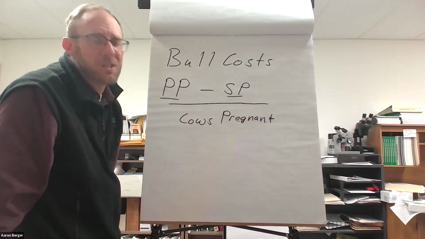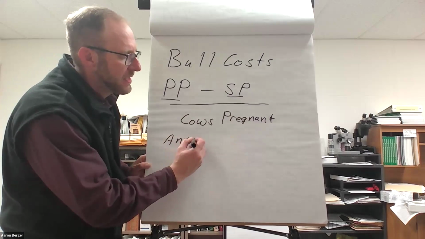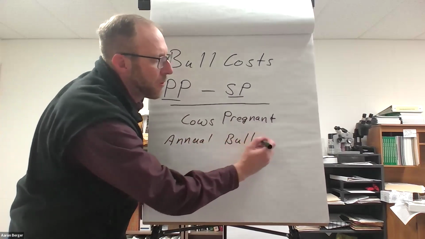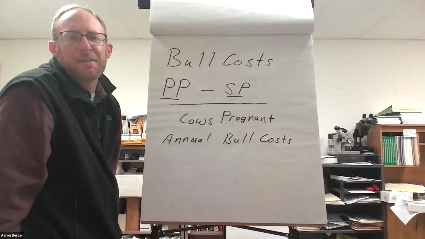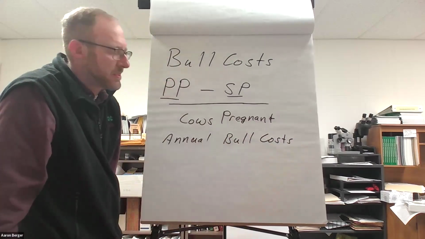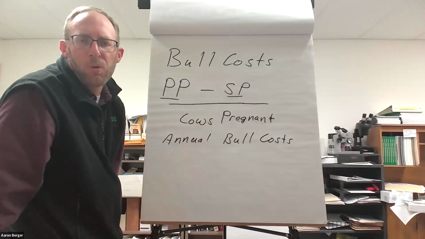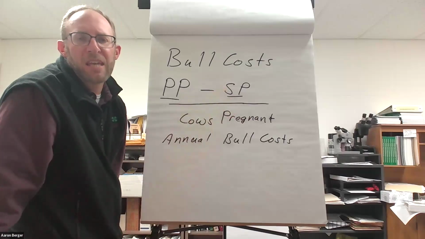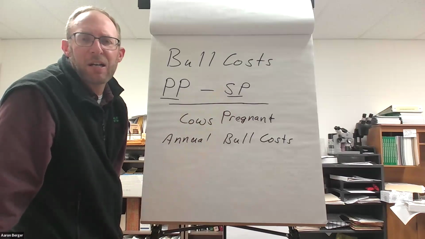So I encourage you sometimes just to sit down and figure that out. The other thing you have to make sure you include is annual bull costs, because those bulls like to eat. So you've got to feed the bull, and you're probably going to get a semen test on him, and you're probably going to have some other vet expenses. So don't forget those things as well. Just the cost to own the bull plus depreciation on the bull, divided by the number of cows that the bull actually got pregnant.